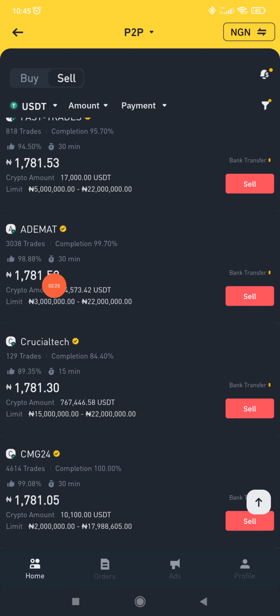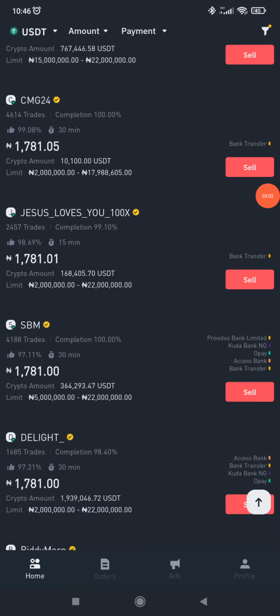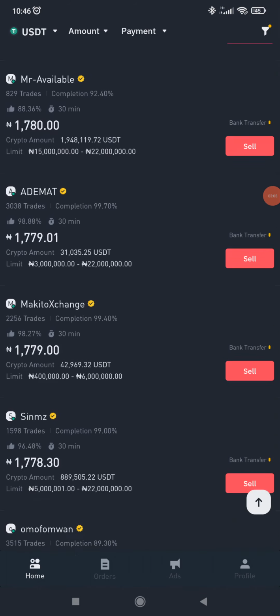And then the crypto amount not so much important. This just says the crypto amount is just the amount of cryptocurrency this person, Ademat, is looking to buy, 24,573.42 USDT. And then the limit, this is important, the limit is 3 million to 22 million. In other words, if you're not looking to sell USDT that is worth minimum 3 million, you cannot deal with Ademat. So let's say you want to sell only 100 USDT. It means you cannot deal with Ademat. You have to go further down to look for those with lower limits.